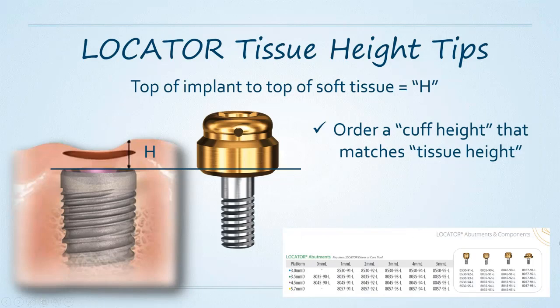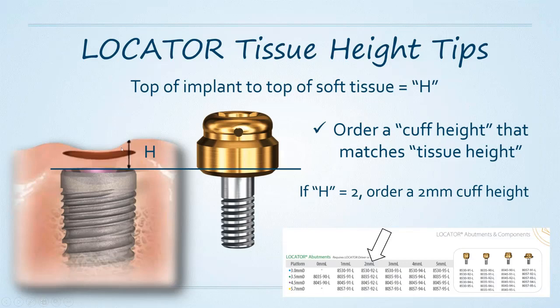We're going to order a cuff height that matches that number that is called H. So if H is 2, we're going to order a 2 millimeter cuff matching with our implant platform. So this one right here is a 4.5 millimeter Legacy. So purple and purple. I'm going to come over to here and I'm going to order this 8045-92-L. And that's going to correspond perfectly.